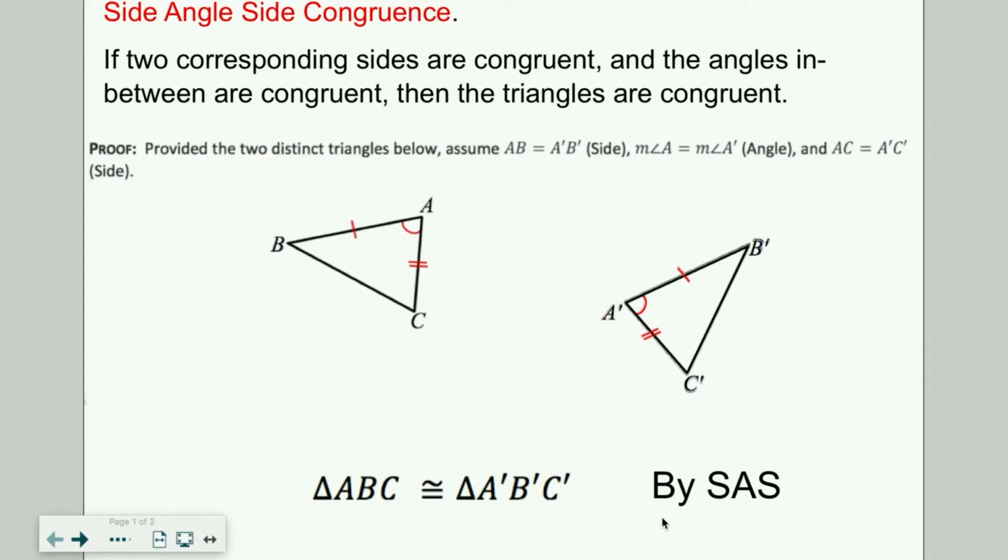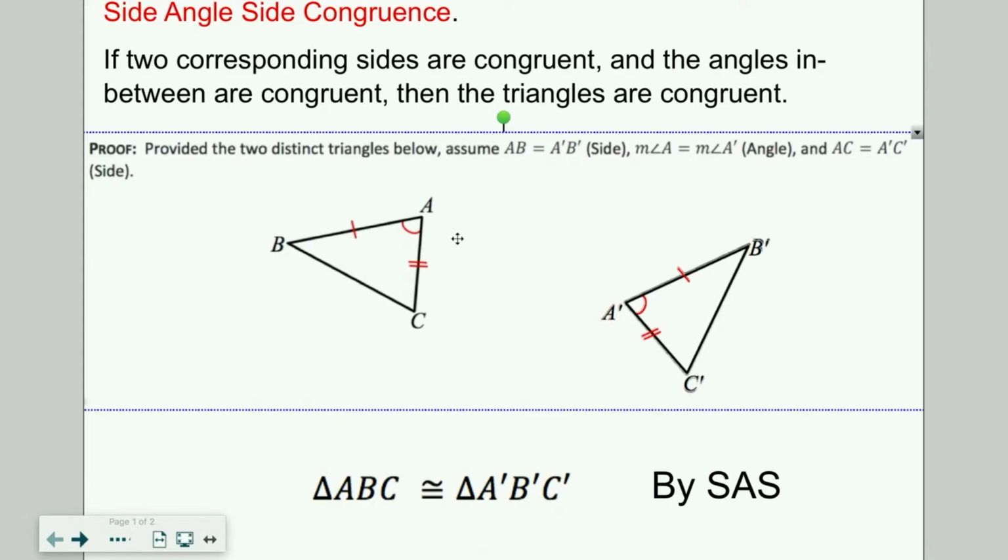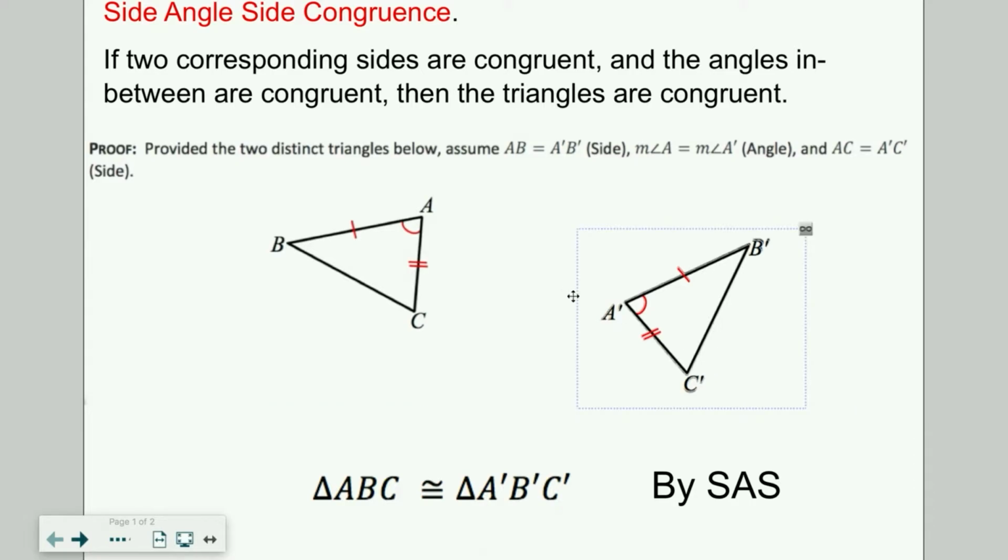But our definition of congruence said that two triangles are congruent if there exists a sequence of rigid motions that map one shape to the other. So we need to show that there is indeed a rigid motion that takes triangle ABC to triangle A prime, B prime, C prime. So let's find a sequence. So first, our first rigid motion is, well, I can translate over to A prime by vector A prime, correct?